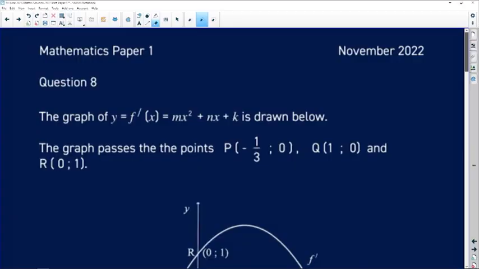All right, guys, let's look at question 8 of the November 2022 paper 1. Question 8 reads as follows. It says, the graph of y equals the derivative of f of x, equals mx squared plus nx plus k, is drawn below.